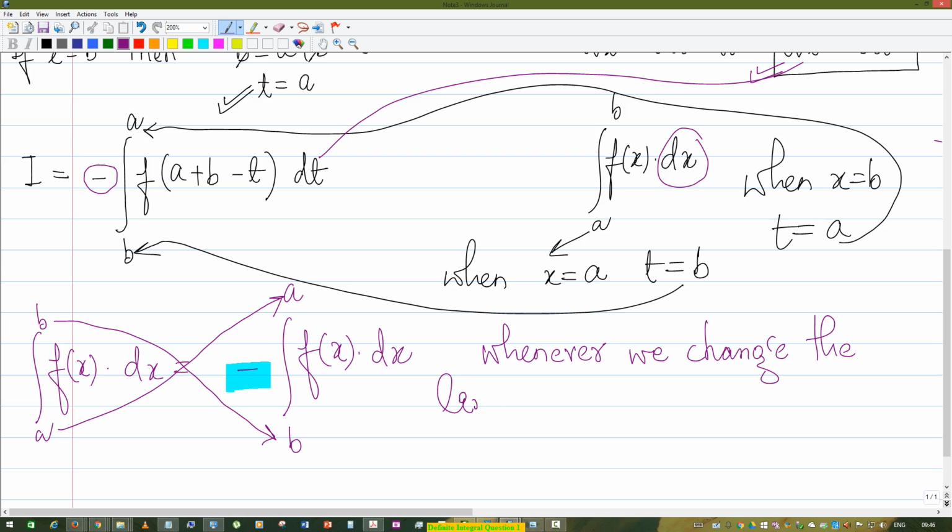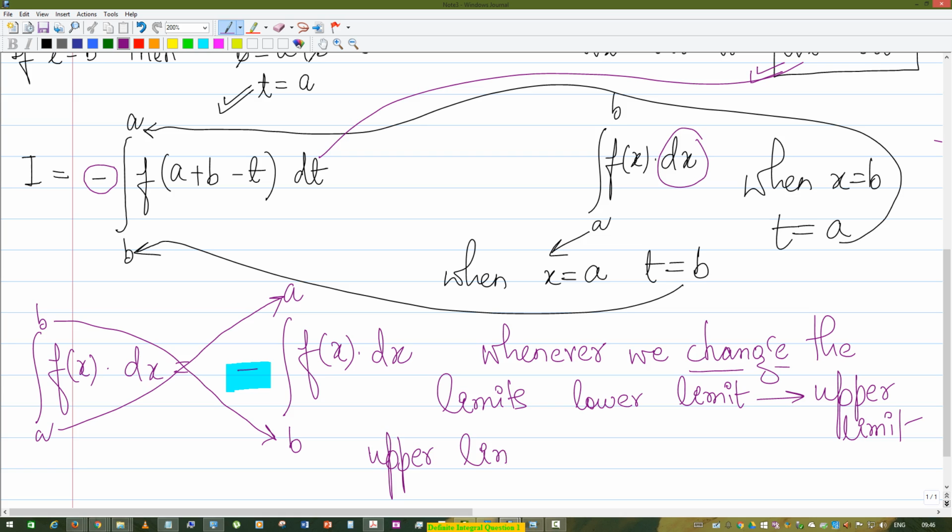Whenever we change the limits, changing means the lower limit becomes the upper limit and the upper limit becomes the lower limit. Changing doesn't mean that we can arbitrarily substitute any value. No, we can't. The word change here means that I have changed the lower limit to the upper limit and the upper limit to the lower one. So in this interchange, we need to add one extra negative sign.